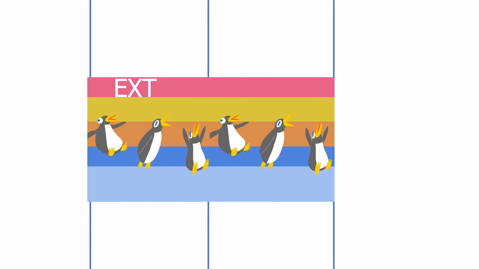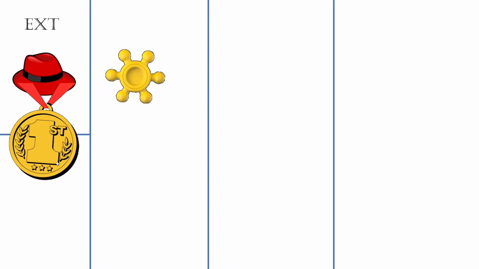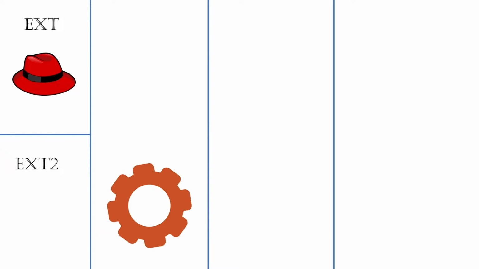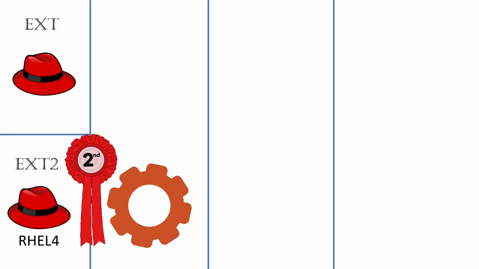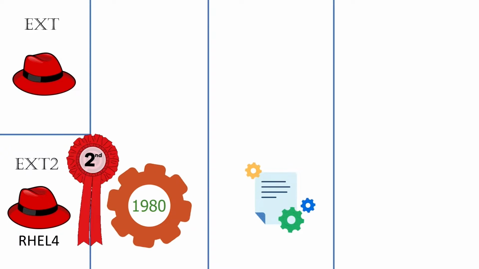Linux uses ext and xfs file systems. ext was the first Linux file system. It was used in early versions of Linux. ext2 was the second generation of the ext file system. It provides very basic features. It was developed in 1980.